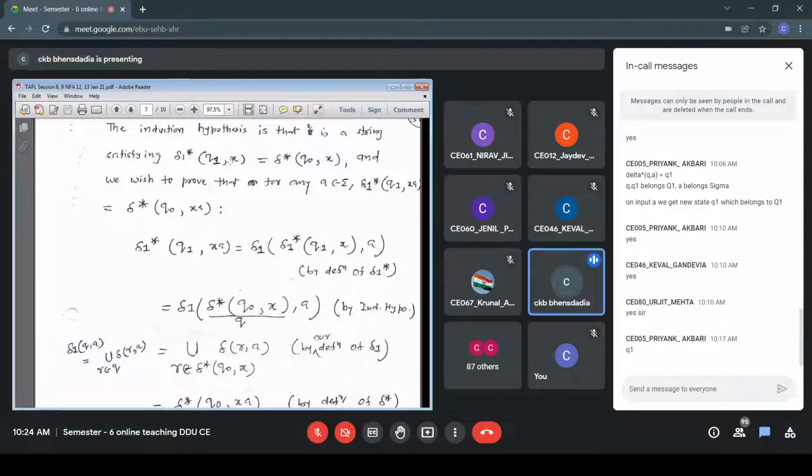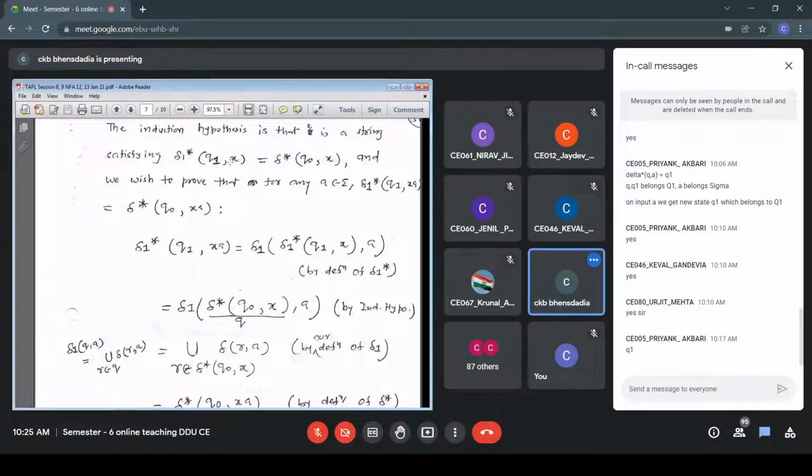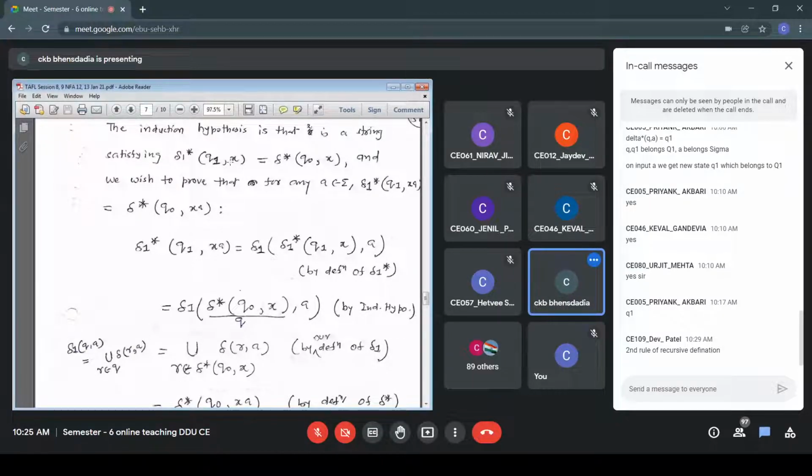And what is this? Union of R belonging to delta star Q0 X of delta RA. Have you come across any such expression? Have you seen such an expression? Let me go back. Does anyone want to reply? Yes, they rightly said it is the second rule of the recursive definition of delta star for NFA.